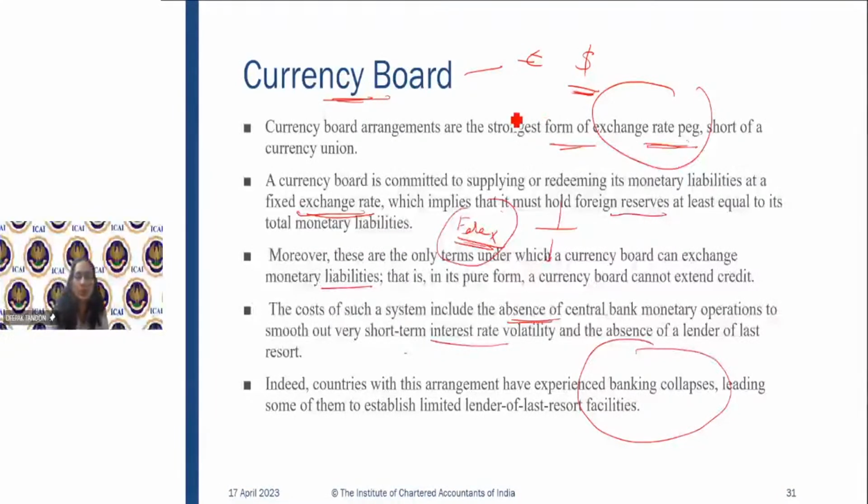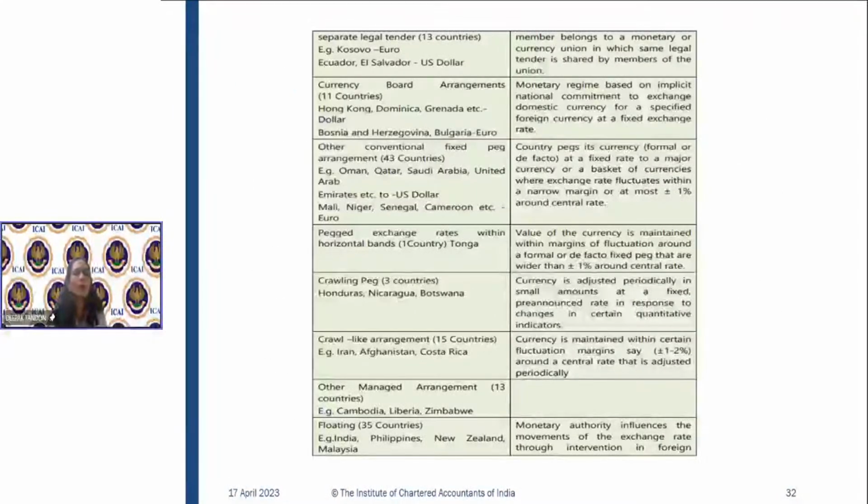Okay, so this is given in your module. You can see there they've given for separate legal tender. So this is given by IMF. IMF ने different categories दी हैं. They have given different categories: how countries go for pegging their currency, which countries keep their currency floating, which countries keep managed floating, which countries go for completely floating. Okay, so this is what is given in your module also.